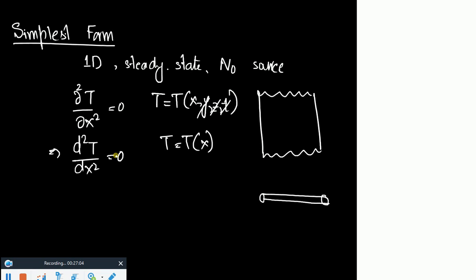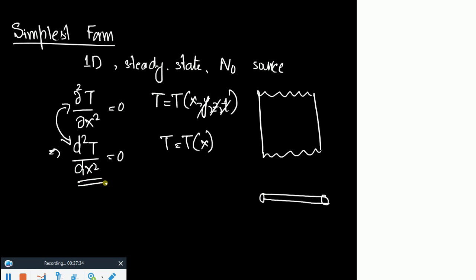Why? Because now that partial sign has been replaced by the differential one. Why? Because now T is only dependent on one variable. This is what an ordinary differential equation is. If T is dependent on more than one variable, then you should have gone for the partial sign. So you can see that this partial differential equation has been converted into an ordinary differential equation. Okay. Now let's solve it.